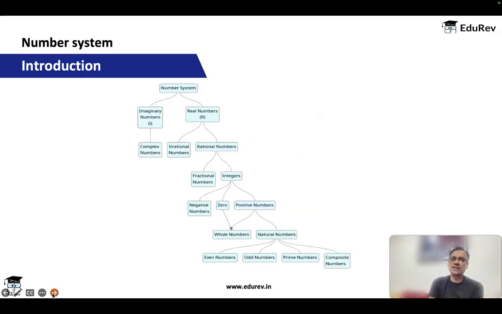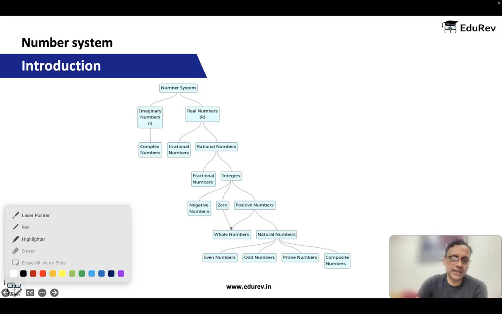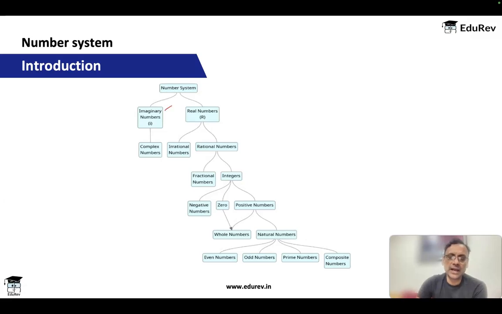Now, basic number system obviously starts with classification of numbers. We classify numbers into two types. As you can see here, we have real numbers and we have imaginary numbers. And when you combine real and imaginary numbers, you get a complex number. Now, what is an imaginary number? How do you define an imaginary number?